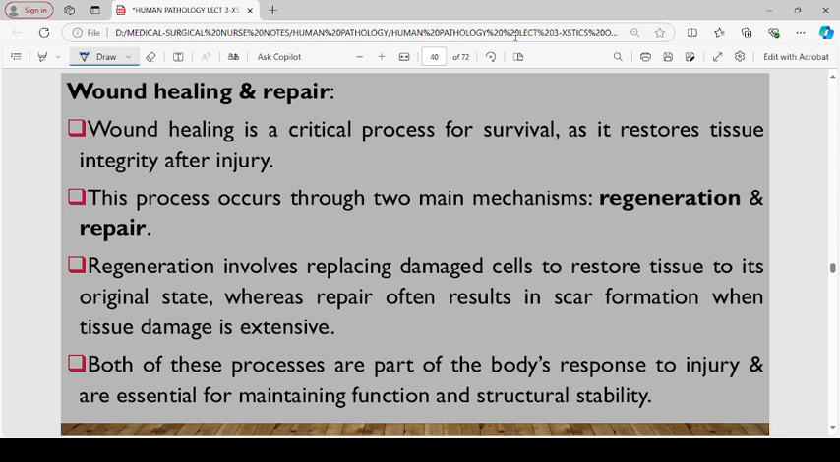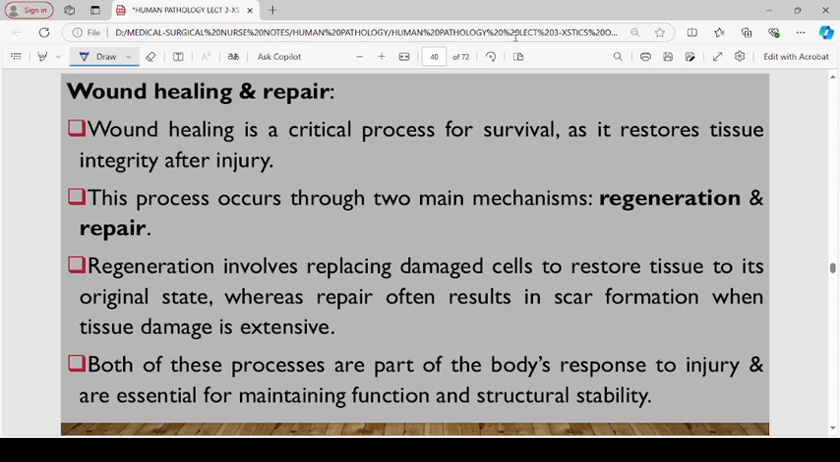So regeneration involves replacement of damaged cells to restore tissue to its original state, while repair often results in scar formation when there is tissue damage. All right, so regeneration will be relevant, especially when you are talking about epithelial cells, where they are able to regenerate. But scar formation will be involved when you're talking about connective tissue, right? Connective tissue will always result in scar formation, right?